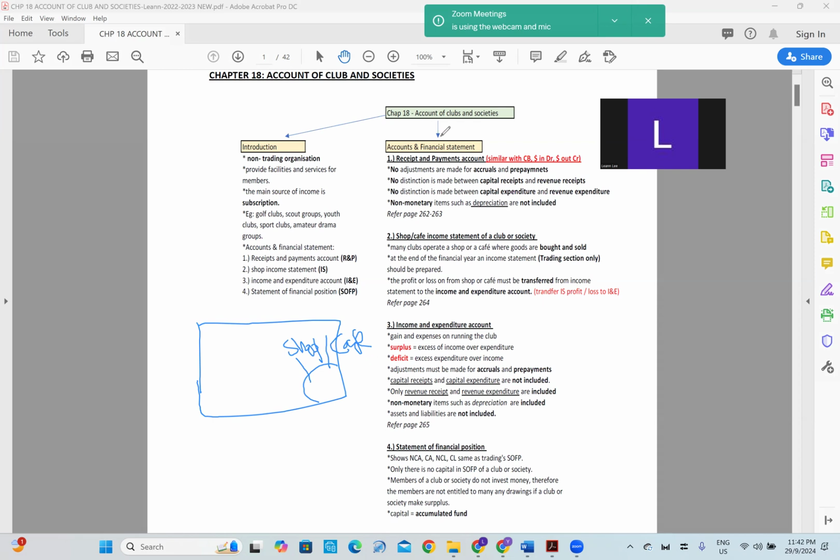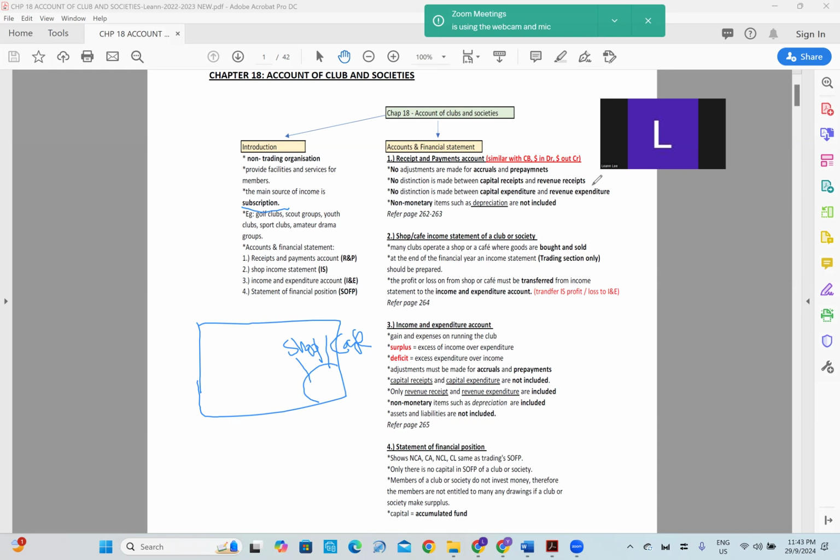Basically, the main purpose of a club and society is not trading. Their main purpose is not to earn money, but instead they receive subscription fees as their main source of income. So when they prepare their financial statements or accounts for cash flow, it's slightly different. But basically, R&P is the same as a cash book: debit in, credit out, debit plus, credit minus. No adjustment is needed for accrual and prepayment in the R&P. No capital receipt and revenue receipt distinction as well.